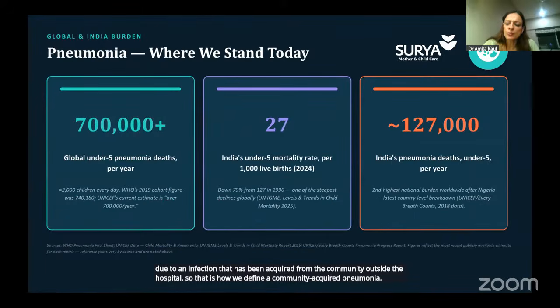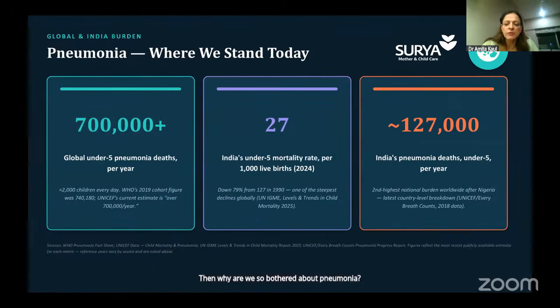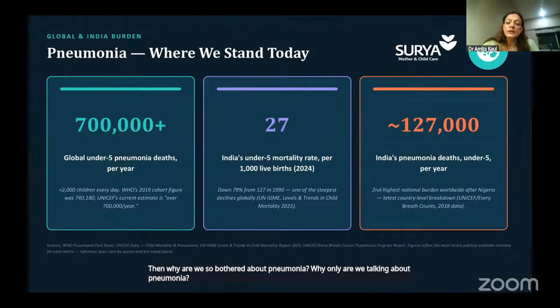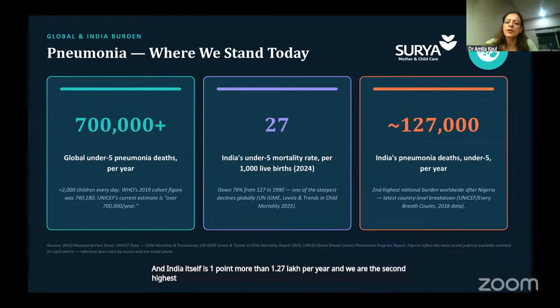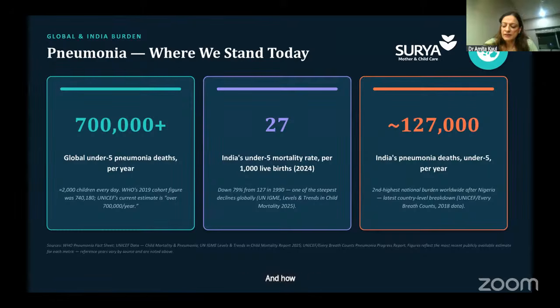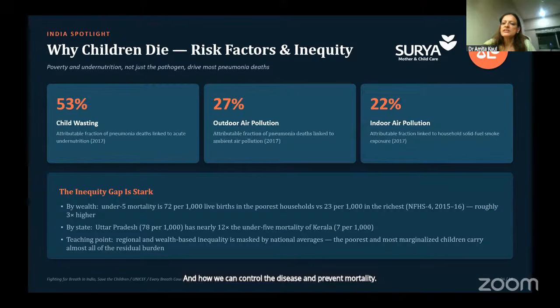Then why are we so bothered about pneumonia? Why are we talking about pneumonia? Because the pneumonia deaths are huge. In the world, under 5 pneumonia deaths per year are more than 7 lakh. And India itself has more than 1.27 lakh per year. And we are the second highest national burden of pneumonia deaths in the world, the first being Nigeria. So that's why we need to understand the disease, see how we can control it and prevent mortality.